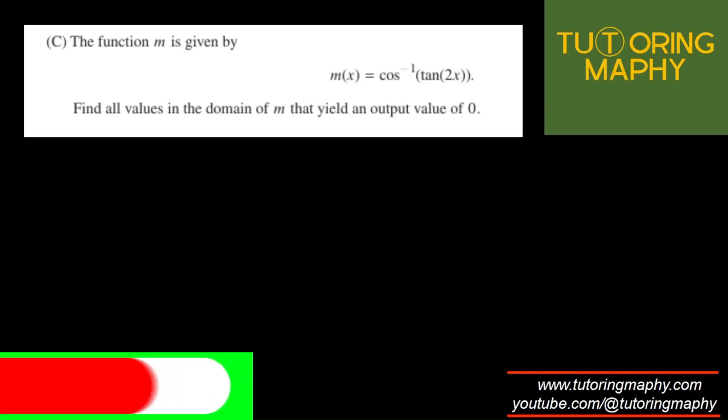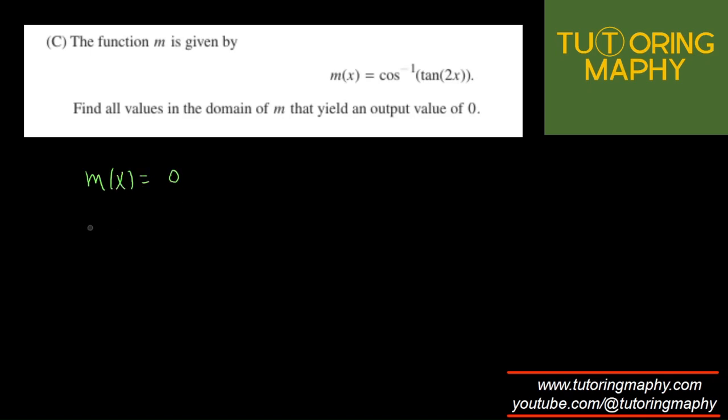Finally, the last question which we have is part C, where they're asking to find all the values in the domain of M that yields an output of 0. So M should be 0. Let's try to do that.